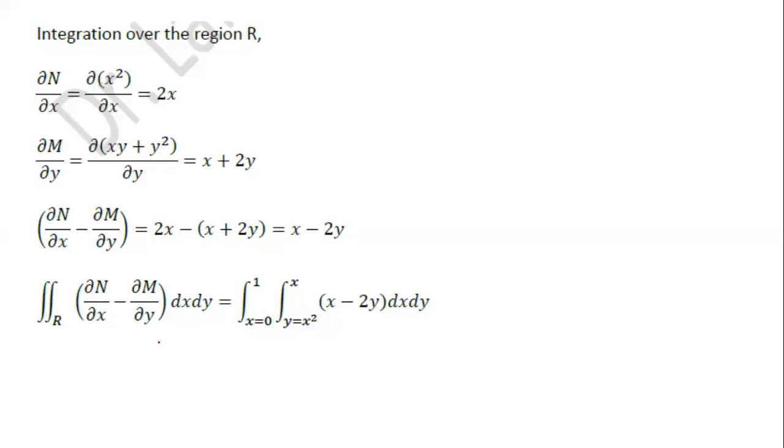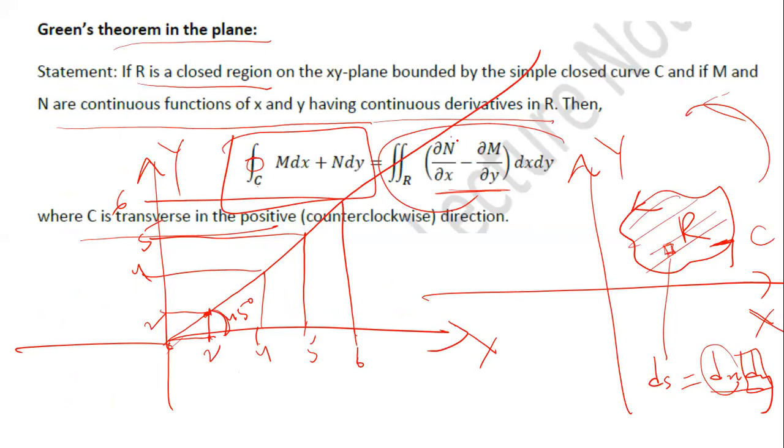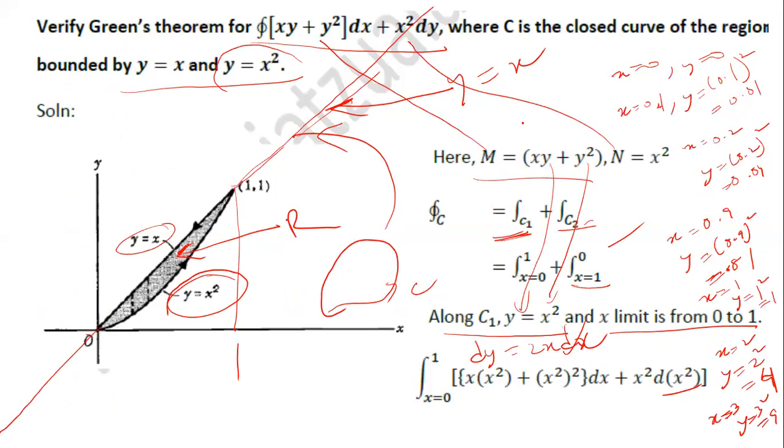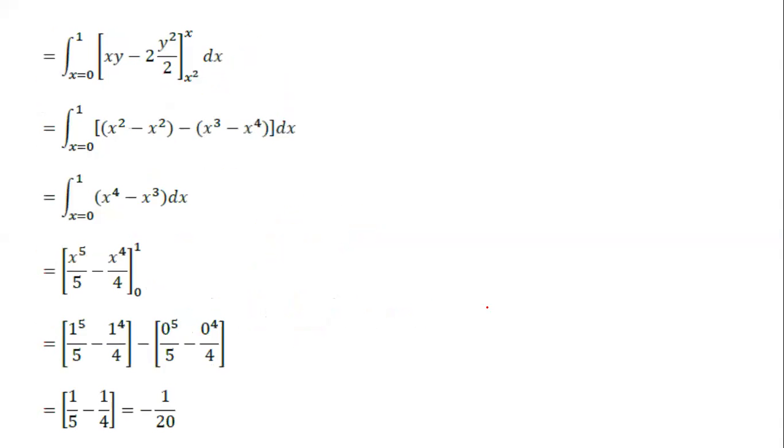Now integration over the region. Again, the right hand side is simple. N value you know, M value you know for a given problem. So you just differentiate. N value is x squared, M value is this. If you do this, this is what you're going to get, with dx dy. You have to integrate along this line for y and x going from 0 to 1. So simply you will get this result.